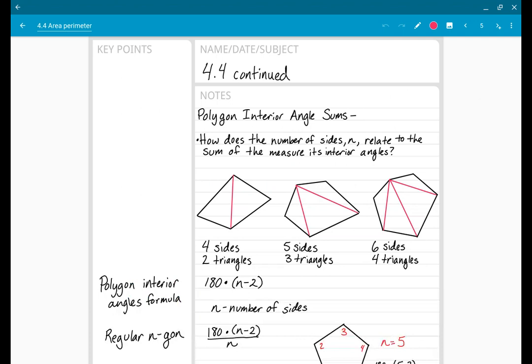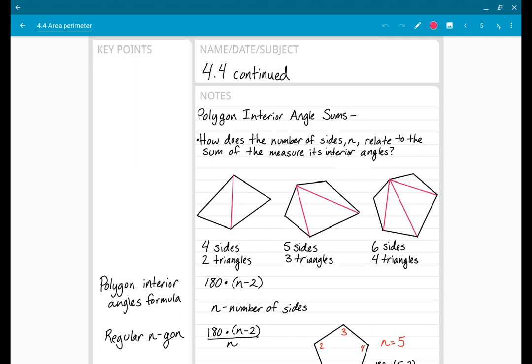Before we move on, we're also going to cover a new idea, which is the polygon interior angle sum. Basically, no matter what polygon you're looking at, that's a closed shape that has straight sides, you can figure out the sum of all of the angles inside, even if you don't have all of the information, if you only know how many sides it has. So here I've shown a 4-sided polygon, a 5-sided polygon, and a 6-sided polygon.